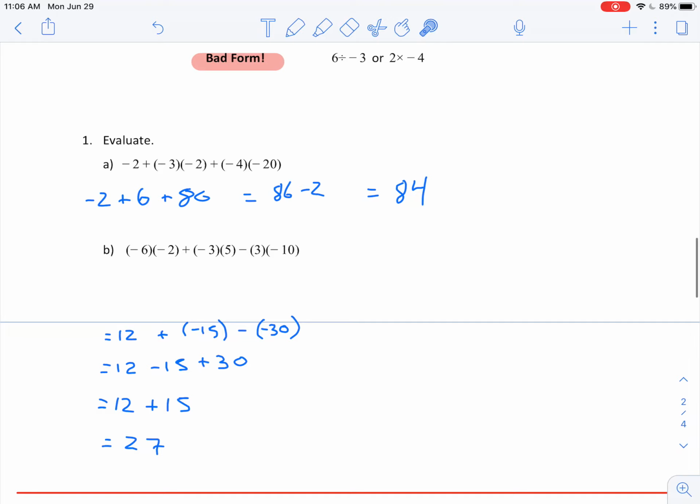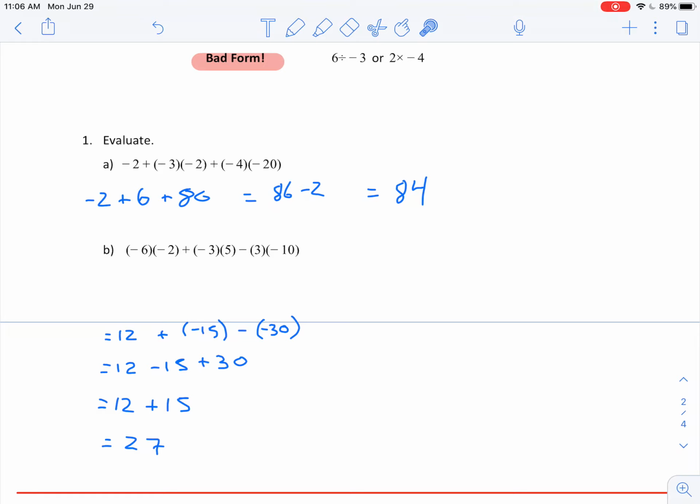So let's quickly evaluate. We would have negative 2 plus (negative 3) times (negative 2) plus (negative 4) times (negative 20). Well, to clean that up a little bit, my negative 2 is going to stay here. I would then have negative 3 times negative 2, which gives us positive 6. And then I'm adding whatever negative 4 times negative 20 is, which in this case is positive 80. So I'd have negative 2 plus 6 plus 80. Well, that simply equals 86 minus 2, which gives us 84.